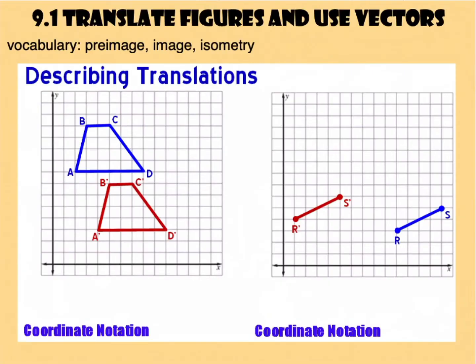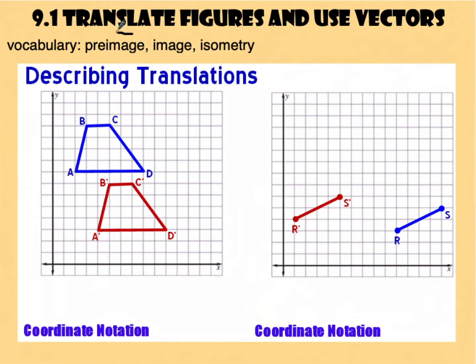You can sort of imagine those birds pivoting around a point. And this one, if it enlarges or shrinks down, that's called a dilation. And today we're focusing on translations. We'll start with coordinate notation, where the pre-image and the image are graphed on a coordinate plane.